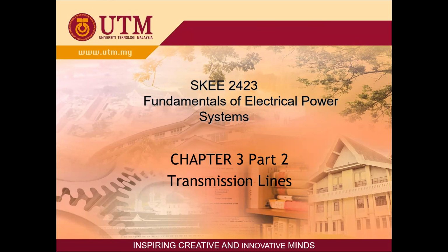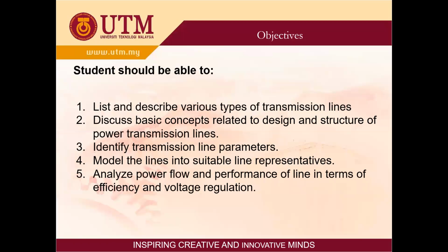So we meet again. This is topic 2, part 2, which is the transmission line. The objective of this topic is listed as can be seen on the screen. The first one is the student should be able to list and describe various types of transmission lines, discuss basic concepts related to design and structure of power transmission line, identify transmission line parameters, and model the lines into suitable line representative. And the last one is to analyze power flow and performance of line in terms of efficiency and voltage regulation.